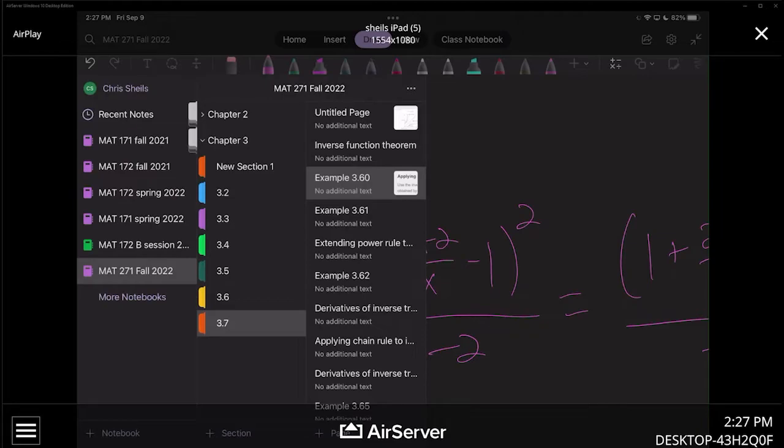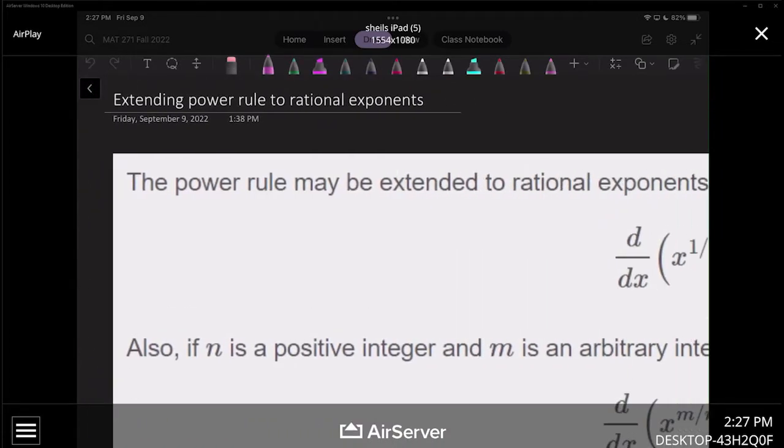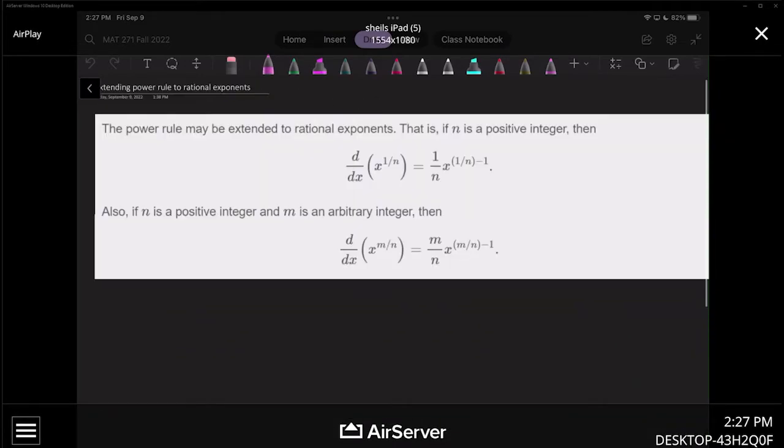Now, kind of the most important part of this. First, we'll look at this general rule here. This just says that the power rule can be extended to rational exponents. We kind of have already known this. We've actually been doing this already. So this says that if n is a positive integer, then the derivative of x to the 1 over n is equal to 1 over n times x to the 1 over n minus 1.